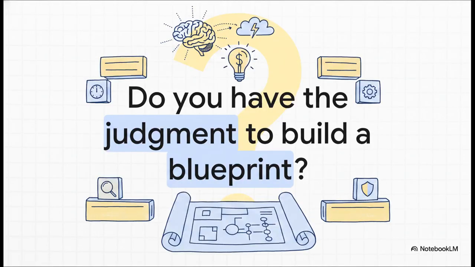Ultimately, the deeper skill here isn't just blindly memorizing a list of constraints. It's human judgment. It's knowing exactly which rules to apply and how to seamlessly stack them before you hit diminishing returns. So the next time you sit down and stare at that blinking cursor, do you have the judgment to build the perfect blueprint?